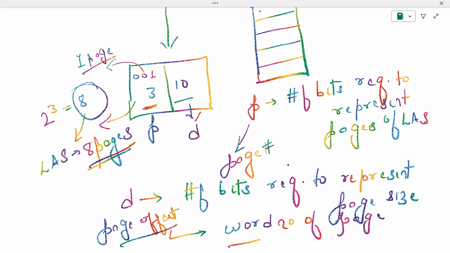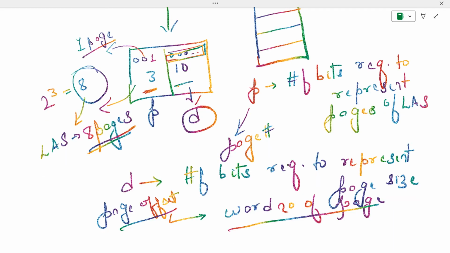Okay, so which page number? This is called the word number. Let's say if it is 000 something up to 10 bits, this denotes the page offset, or it denotes the size of each page. What is the size of each page? We'll see this D component later.